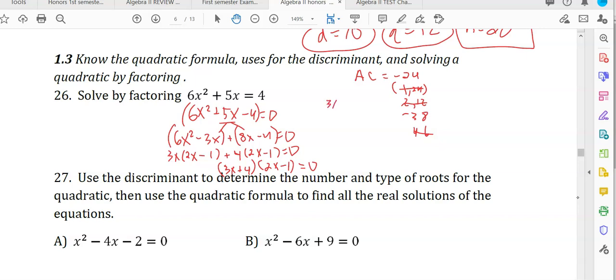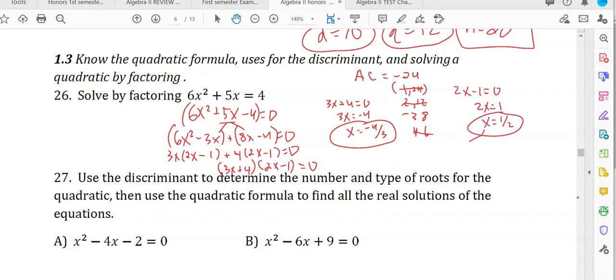So that would be 3x plus 4 equals 0, so 3x equals negative 4, so x equals negative 4/3. And then the other factor is 2x minus 1 equals 0, so 2x equals 1, so x equals 1/2. So those are your two solutions.